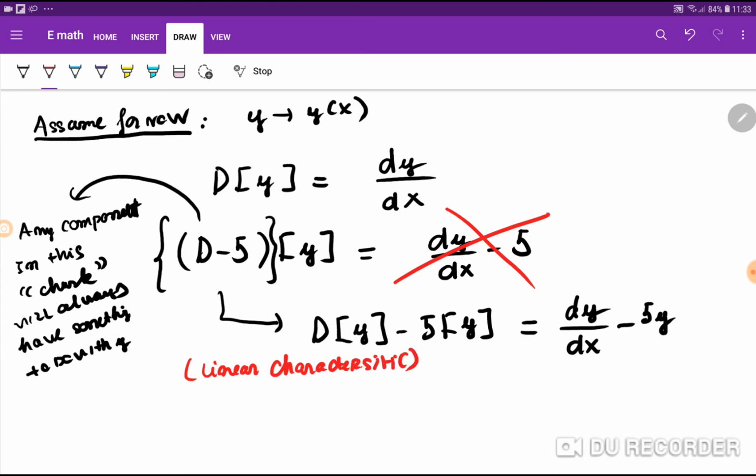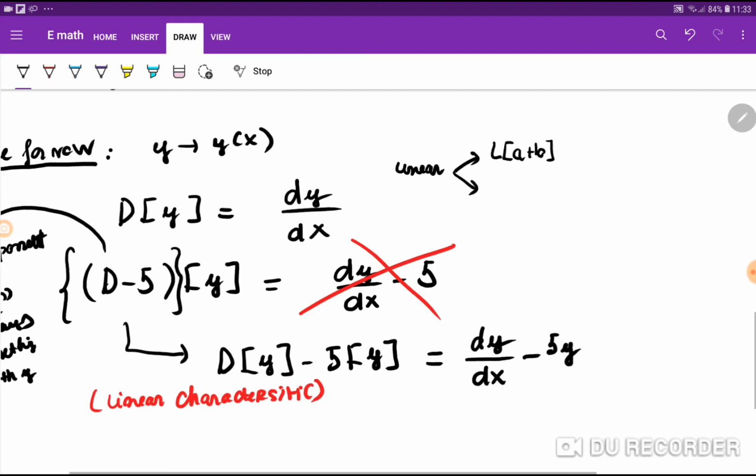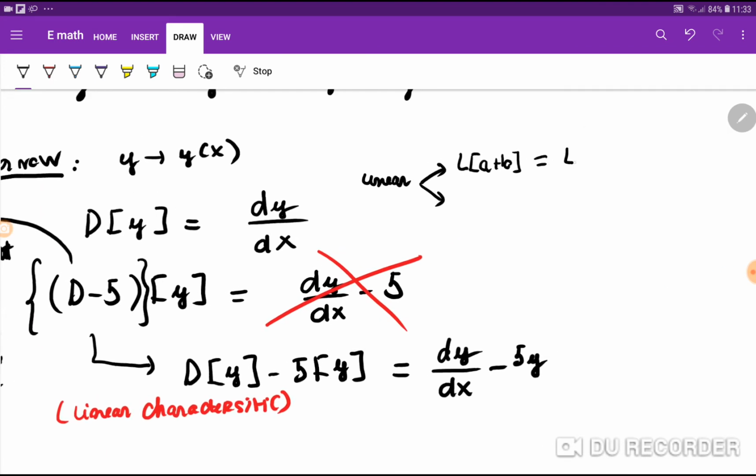I think the reason you can do this is because of its linear characteristic. Our operator right here, the derivative operator, is linear. If you recall, what makes an operator linear? It means that when you take, let's say, functions a and b, they follow the addition rule.